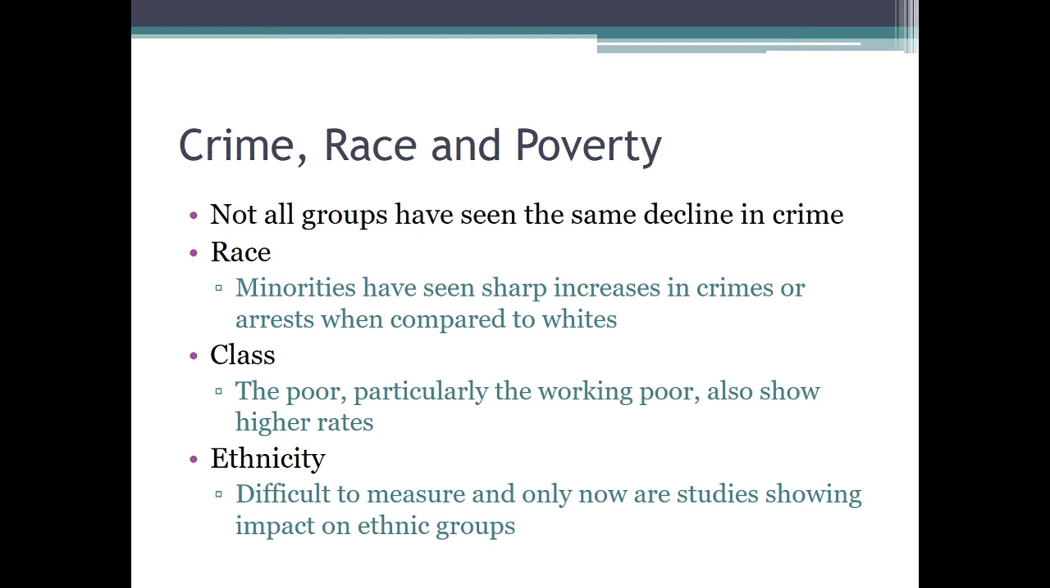Okay, not all groups have seen the same decline in crime. For example, minorities based upon race. Racial minorities show higher rates of victimization and higher rates of arrest. So more racial minorities have become victims of crime than whites, and more racial minorities are arrested as criminals, as percentages. Class. Again, the wealthier you are, the more isolated you've been from crime.